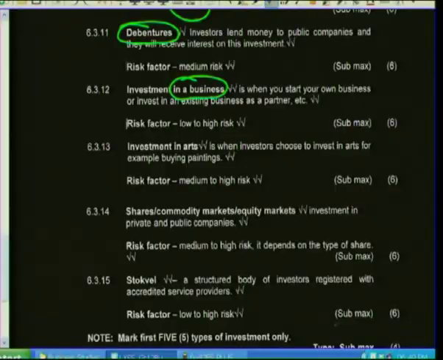Investments in a business. This is also an option, guys. It says when you start your own business or you invest into an existing business. Now, once again, this can be low, but also high. If you start your own business, it can be high risk because you might lose all your money. But if you are buying into a well-established business, you know this business, you know they're doing well, it can be low risk.